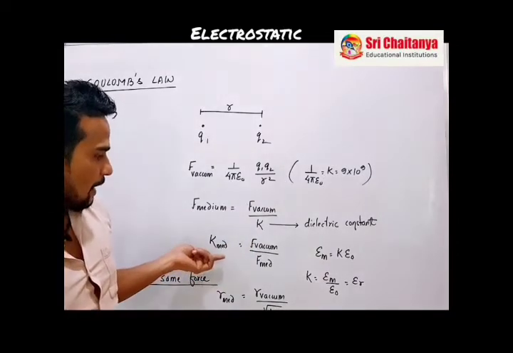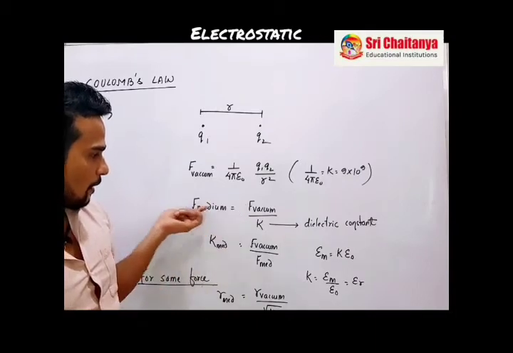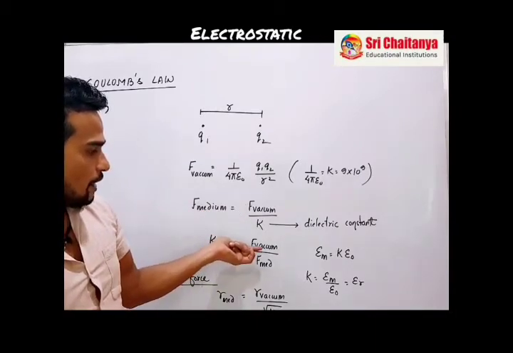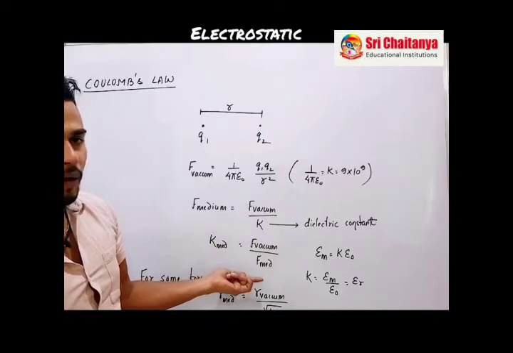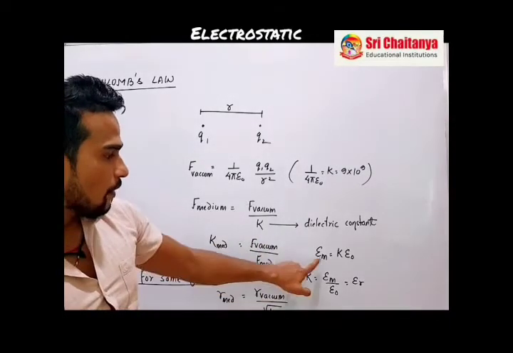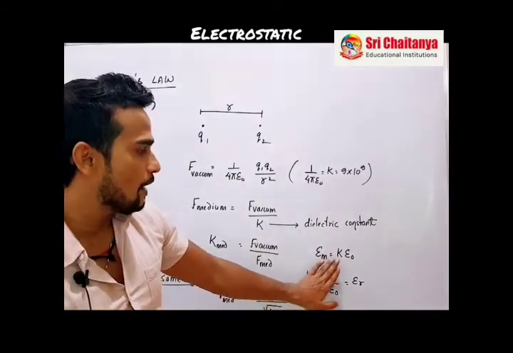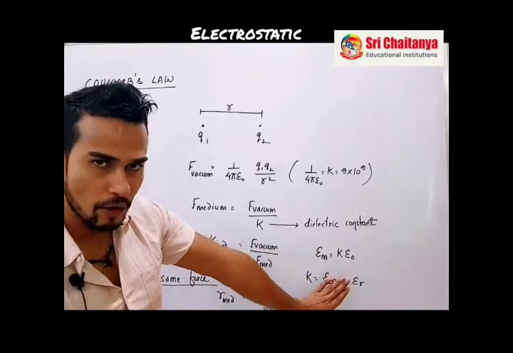Now from here you can find dielectric constant of the medium. So dielectric constant of the medium will become force in vacuum upon force in medium. And from here if you put the value, you will find permittivity of a medium. That is, epsilon of a medium will be K times of epsilon naught.